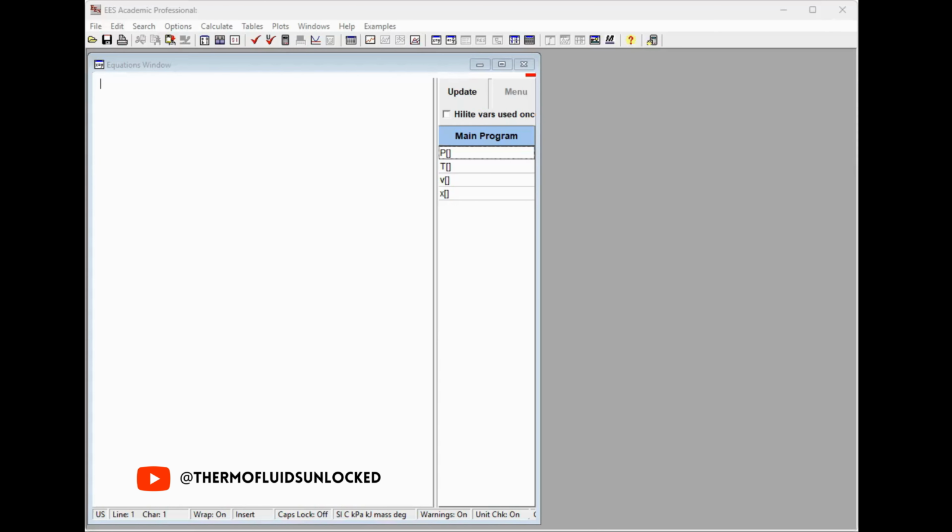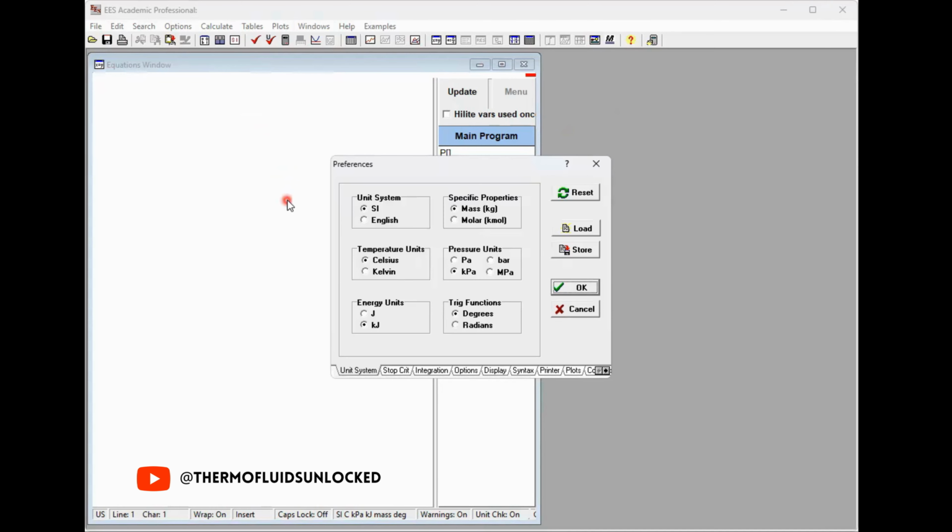So I will start with a concise overview of the options. The ones that we need for this video: first, let's look at this SI option. It basically enables us to choose the unit system that we are solving our problems in. It's in SI and there is no need to change it if we work with SI units. Specific properties, for example specific volume, are mass-based, so we keep it as is. For pressure units, you can switch between kilopascal, bar, or even megapascal.